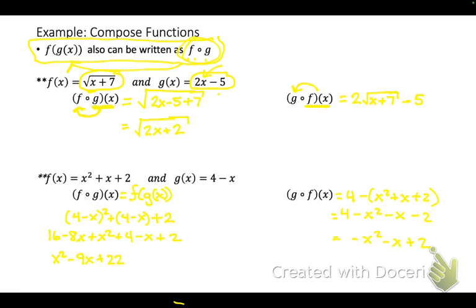Which one was quicker? The one on the right. So you should have gotten x squared minus 9x plus 22. So you have to remember to FOIL the 4 minus x. And then on the right, you just have to distribute a negative. Did I do that right? Yes. So negative x squared minus x plus 2.